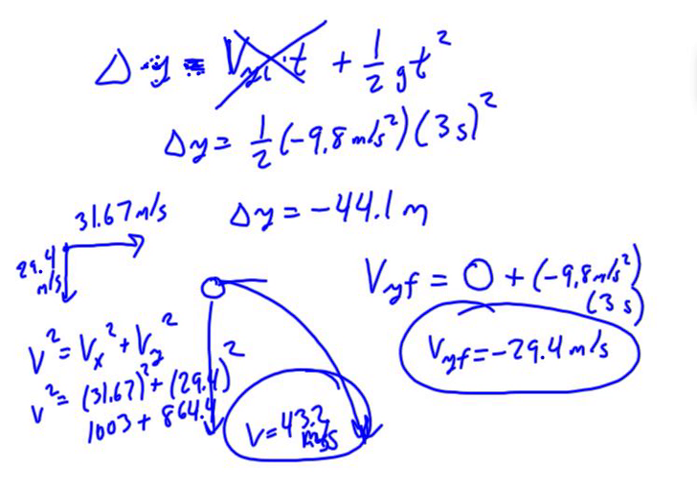In other words, if I add the vectors, 31.67 horizontally, followed by 29.4 vertically, this vector, the resultant, has a length of 43.2 meters per second. So it's faster than if it was going in just one direction, but it's not as much as if you added them directly together. And so that is the total velocity.